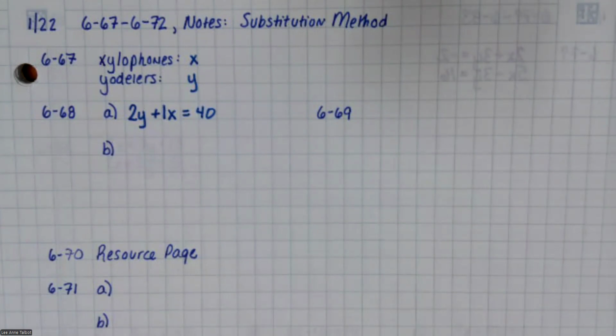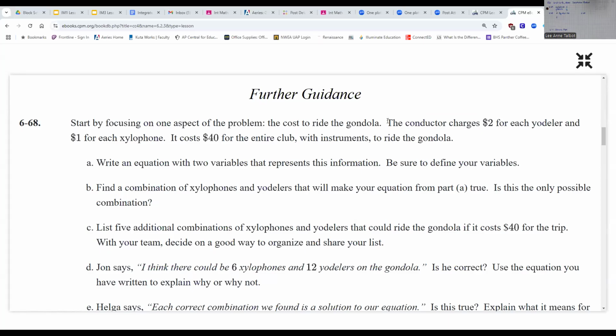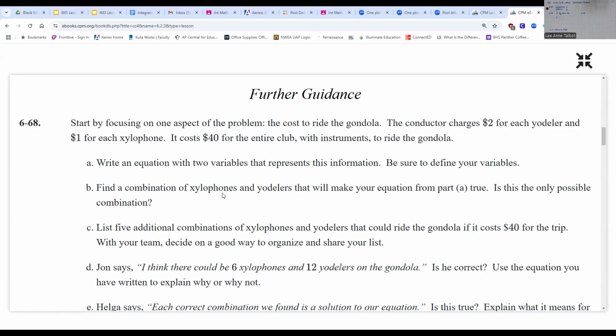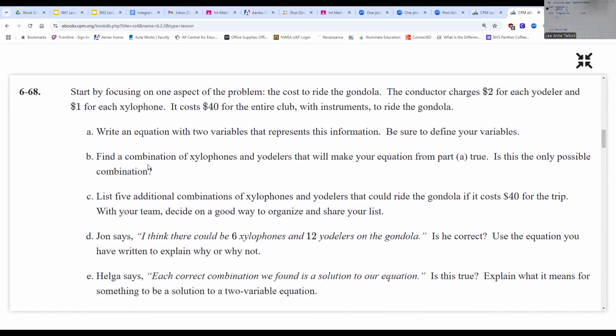So take a look at that, then let's read it again just to make sure we're translating correctly. The conductor charges $2 for each yodeler and $1 for each xylophone. It costs $40 for the entire club with instruments to ride the gondola. Okay, write an equation with two variables that represents the information. We did that. Be sure to define your variables. We did that. Find a combination of xylophones and yodelers that will make your equation from part A true. Is this the only combination?